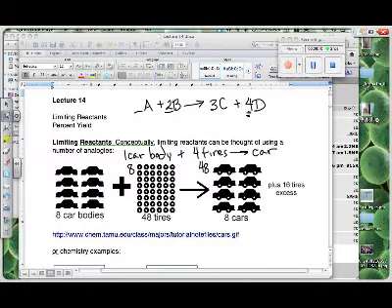Okay? In the case of this example here, car bodies is limiting. We already know that. I cannot make more cars because I don't have enough car bodies. I've got plenty of tires. So we call this the excess.